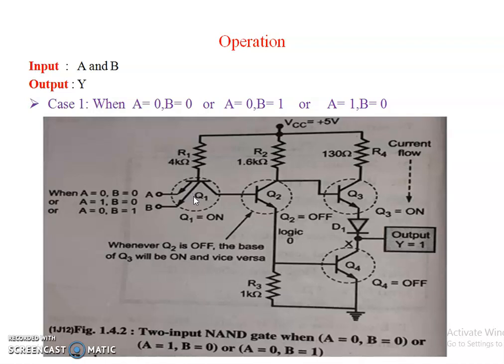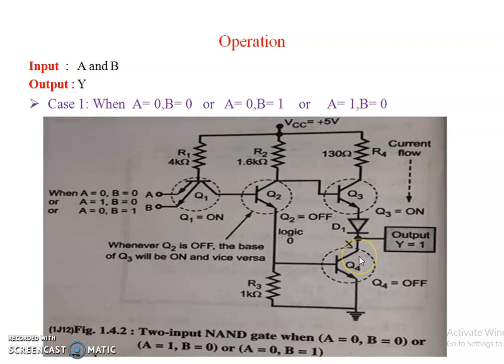current flows to ground through the emitter of Q1, and the base voltage of Q1 will always be 0.7 volts. Okay, and the base emitter junction of Q2 will not be in forward bias because Q3 will be in off state. And Q4 will also be in off state, as it does not get any base drive.